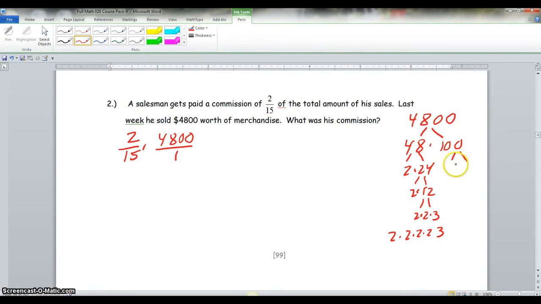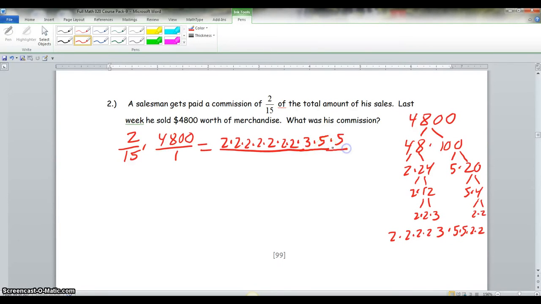Now 100. We know 5 times 20 is 100. 20 breaks down to 5 times 4, and 4 breaks down to 2 times 2. So that means we have 2 5's and 2 2's. So we break this down to prime factorization. This would be 2 times, we have 1, 2, 3, 4 2's. Then we have 2 more 2's here. Then we have a 3 and 2 5's. Then our denominator is 3 times 5. Now we know we have one set of 3's and one set of 5's in common.